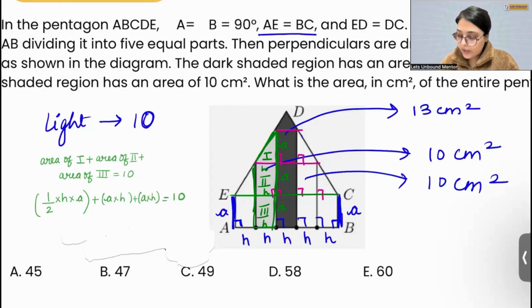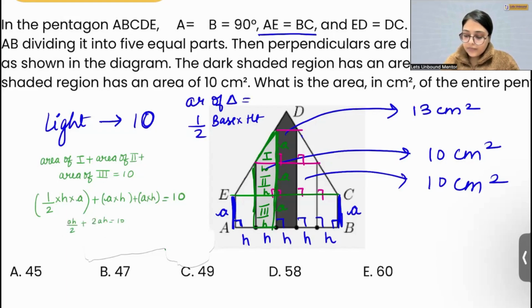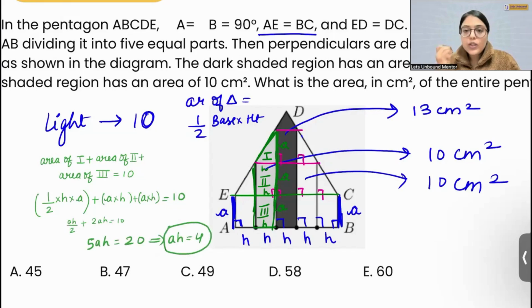and we know area of triangle is, so I'll just write here, area of triangle, we know it is half times base times height. Okay, so that is half times H times A, and area of second and third is area of rectangle, which is length times width, which is A times H. After calculating that, we can see we get AH as 4. If AH is 4, it means what can we say about this particular trapezium? It's again a combination of one triangle and one rectangle.